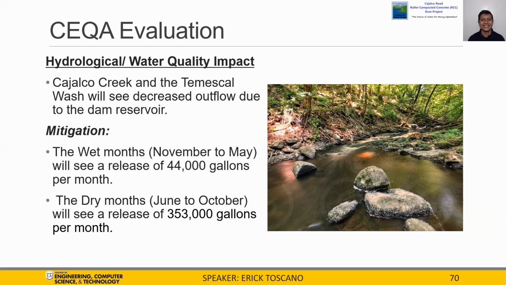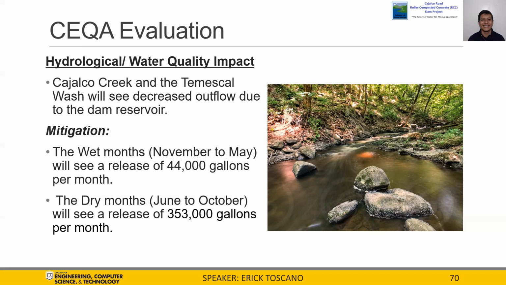Since the dam will create a reservoir by capturing rainfall water and creek flow water, the natural flow of Cajalco Creek will be severely reduced at the base. This in turn also reduces the amount of water entering the Temescal Wash, which connects to Cajalco Creek. In order to mitigate this, we released water from the dam based on how much water was estimated to originally flow prior to the dam being implemented and rainfall patterns from previous years.